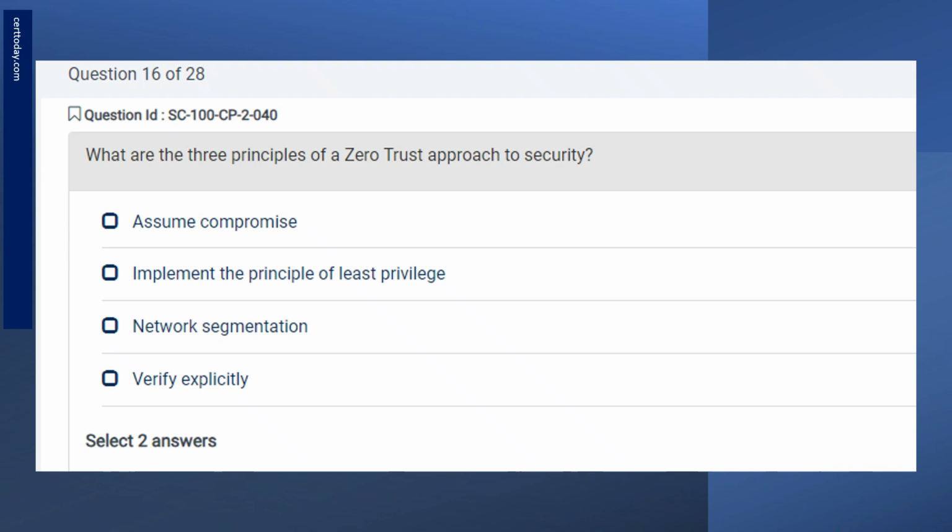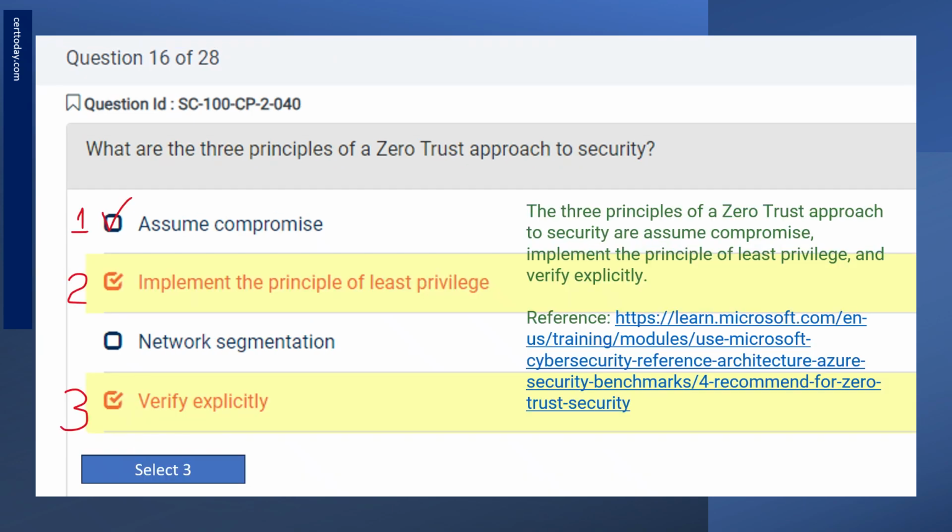Question 16. What are the three principles of a zero trust approach to security? The three principles of a zero trust approach to security are assume compromise, implement the principle of least privilege, and verify explicitly.